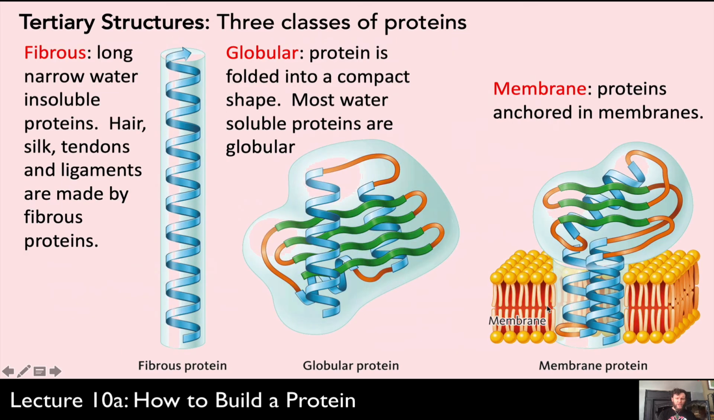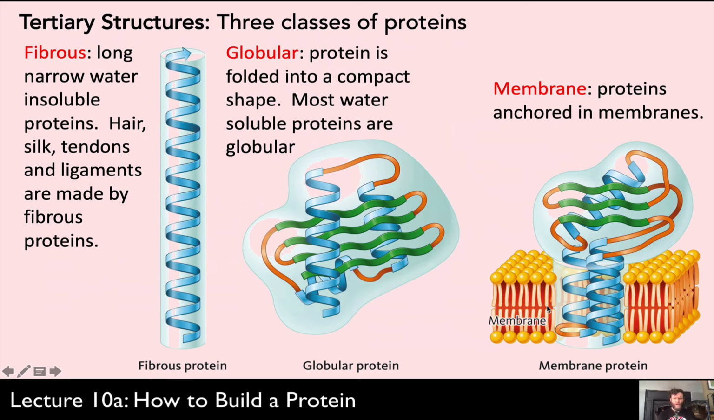So these secondary structures can add together and form tertiary structures. And tertiary structure is the actual sort of global shape of the protein. And tertiary structures break down into 3 categories. You can have fibrous, long, narrow, water-insoluble proteins. So, for example, hair, silk, tendons, ligaments are made up of these fibrous proteins.